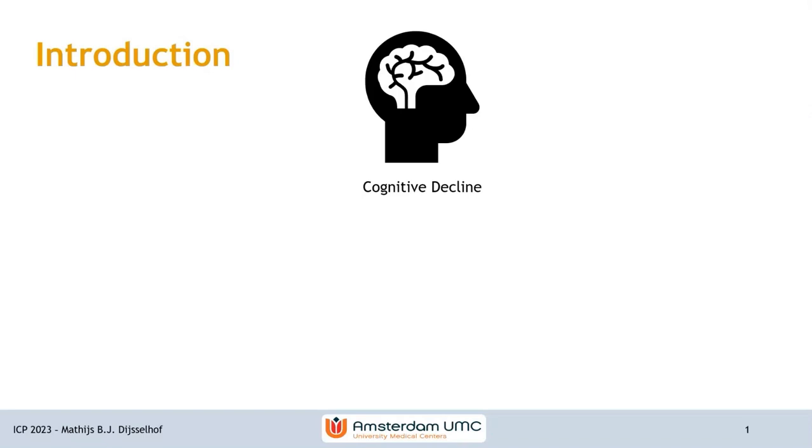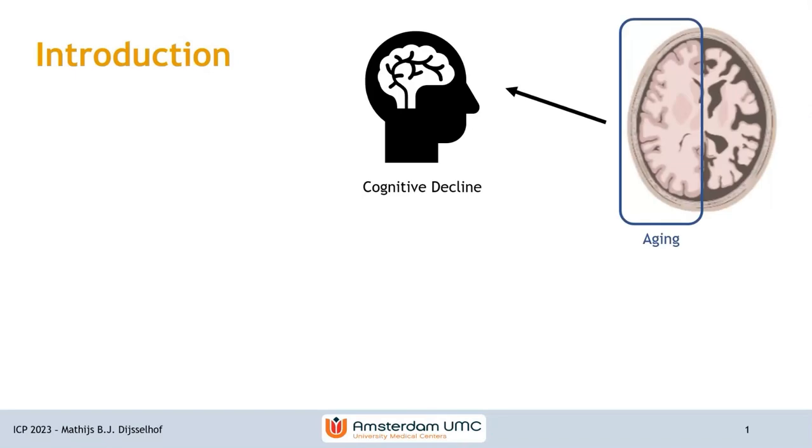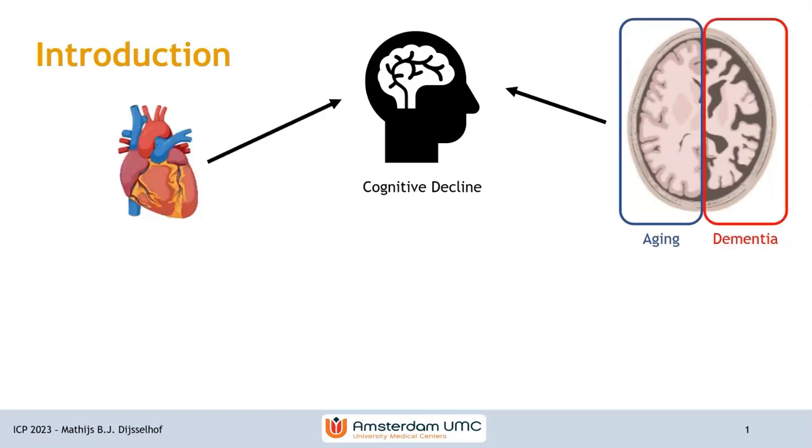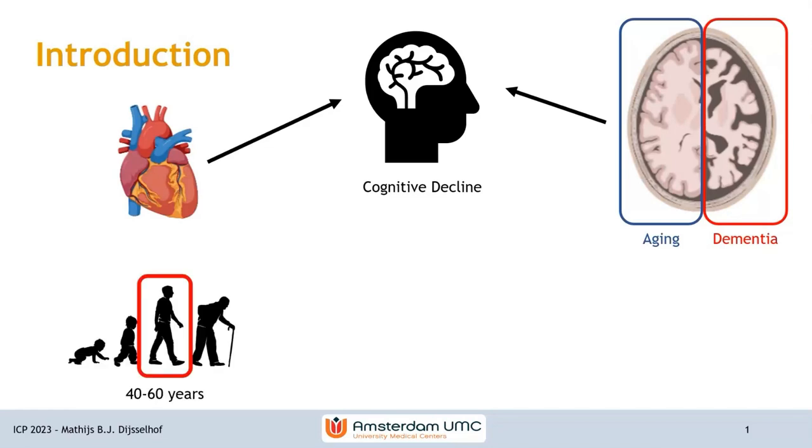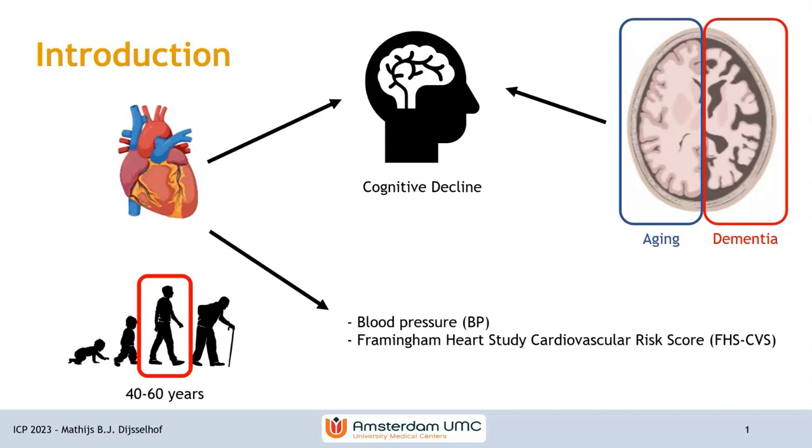Cognitive decline. Yeah, we know that this happens during normal aging, but is accelerated in the context of dementia. And there's a lot of research and evidence that shows that cardiovascular health is also an important parameter in the role of developing accelerated cognitive decline, especially during your midlife, so between around 40 and 60. And cardiovascular risk factors play a huge role in this then. Examples are higher blood pressure, so hypertension, for example, or the Framingham risk score, which is a risk score that gives you a percentage of chance of developing coronary heart disease within 10 years.